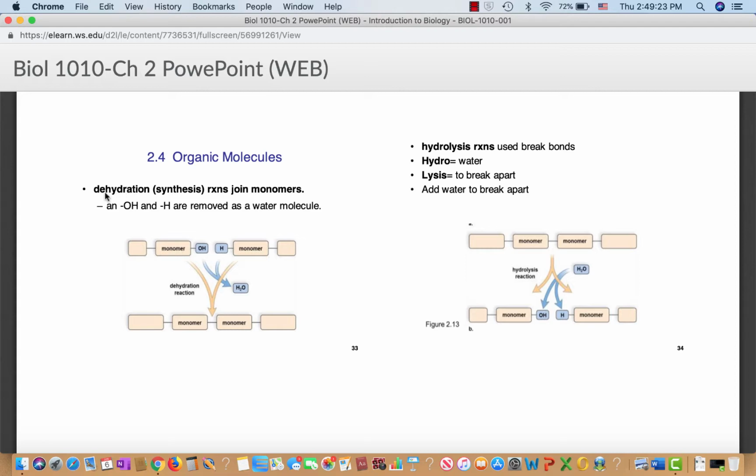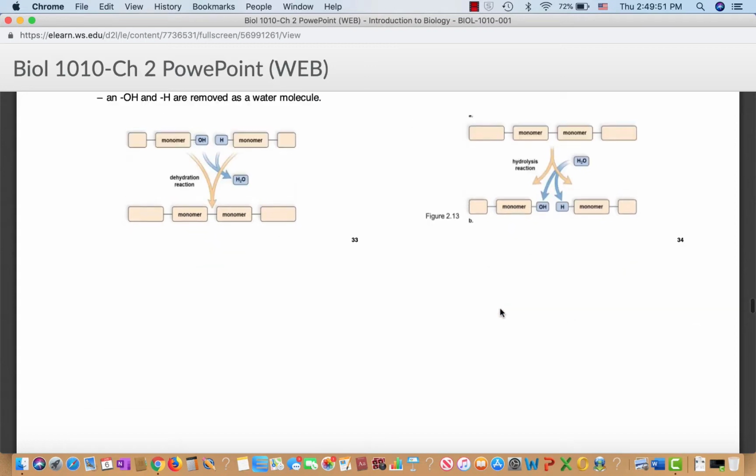You typically form these polymers through dehydration reactions. So you're removing a hydroxyl and a hydrogen from the two ends of your monomers, which forms water and creates a polymer. You break them by doing exactly the opposite, a hydrolysis reaction: hydro, water; lysis, to break apart. So break apart with water, again, clever names.